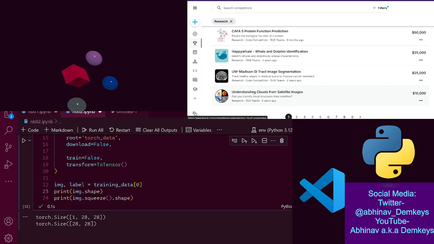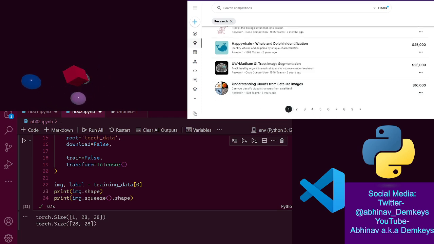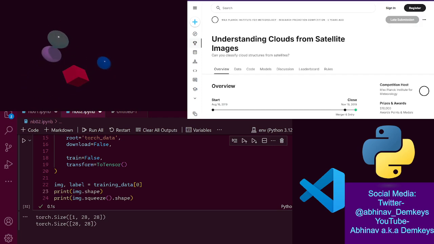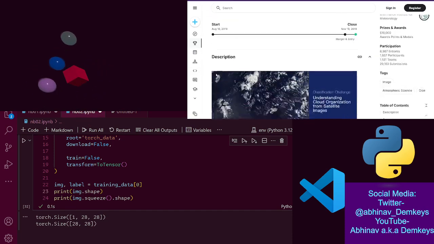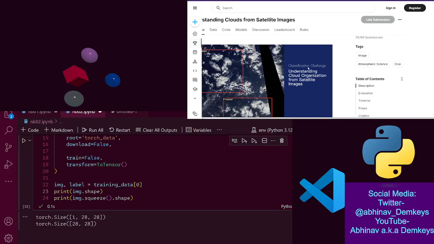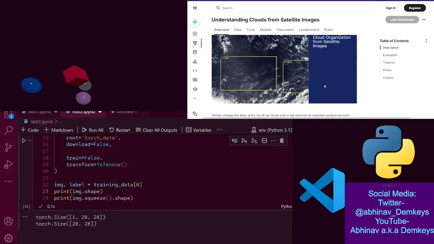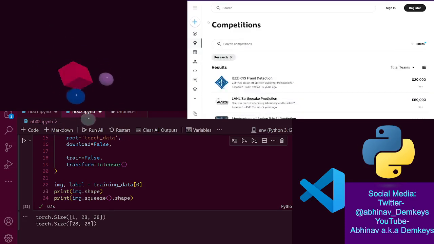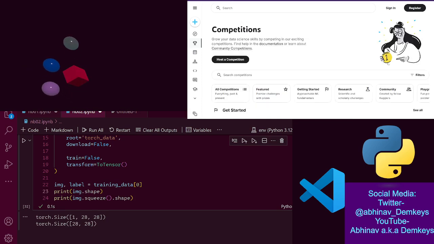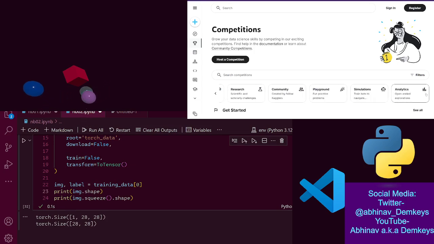Understanding clouds from satellite images. This was 5 years ago. Dude, this is great because I feel like you could pick any topic and there would be something of your interest. Okay, here's something of my interest.